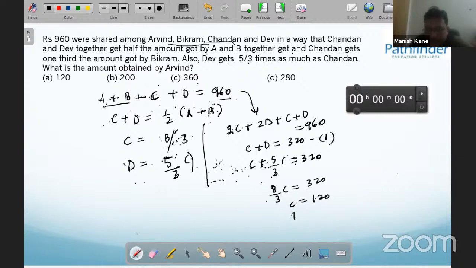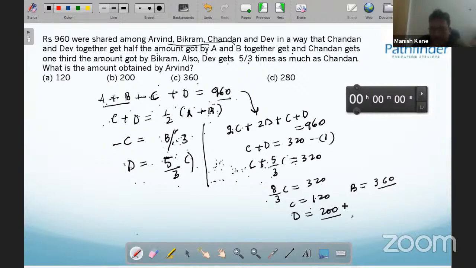Once you get the value of c, you can easily get the value of d because d is equal to 5 by 3c. So d must be 200 rupees. Now, once you get the value of c, you also get the value of b. How much is b? C is equal to b by 3. So b must be 3 times c. That is 360.